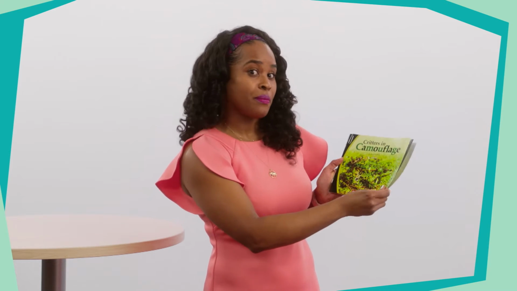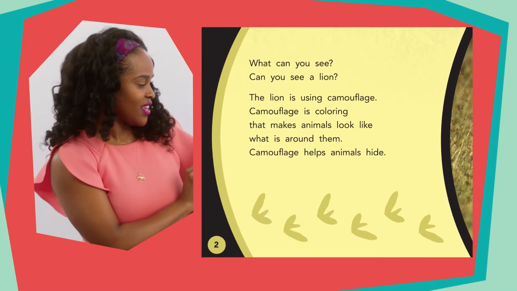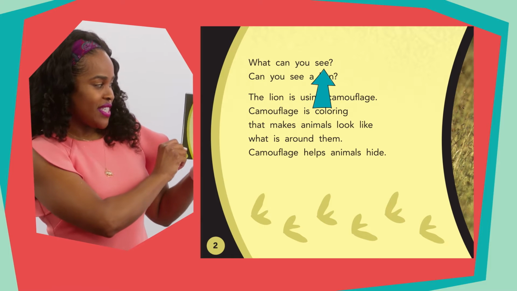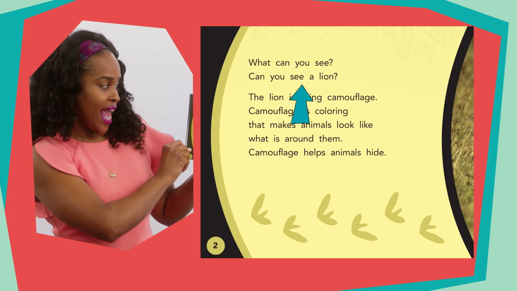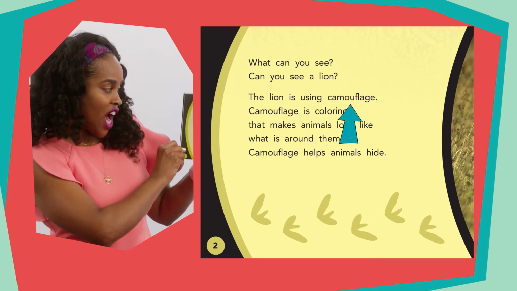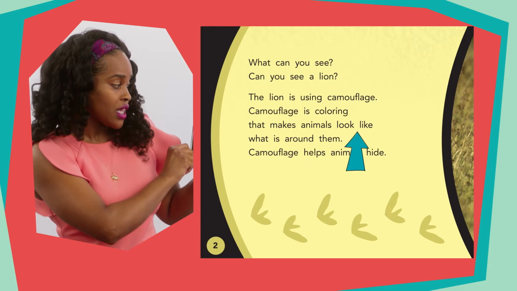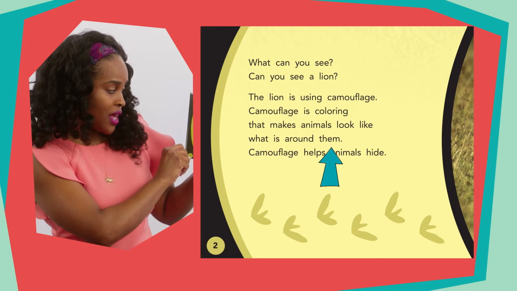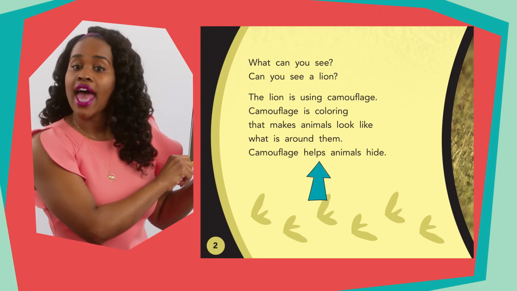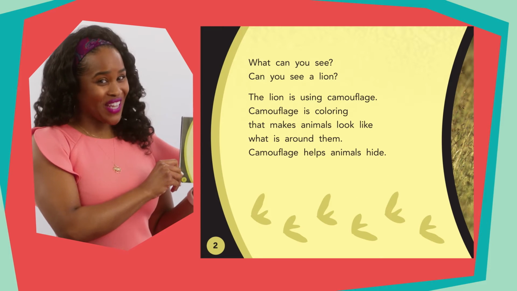We'll start off with an animal that you may be pretty familiar with. What can you see? Can you see a lion? The lion is using camouflage. Camouflage is coloring that makes animals look like what is around them. Camouflage helps animals hide. All right, what are you visualizing?